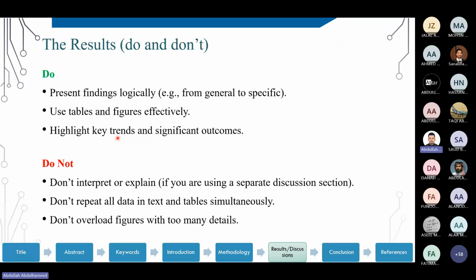So what are the things that you should avoid? Number one, do not interpret or explain, because now I'm dealing with the results only, which is the first part of the results and discussion. The interpretation will be only in the discussion.